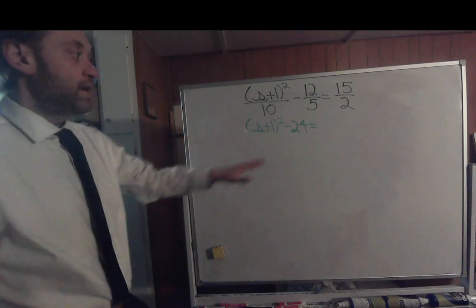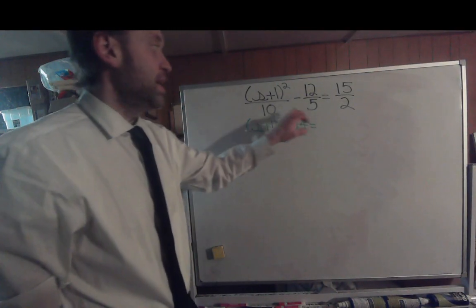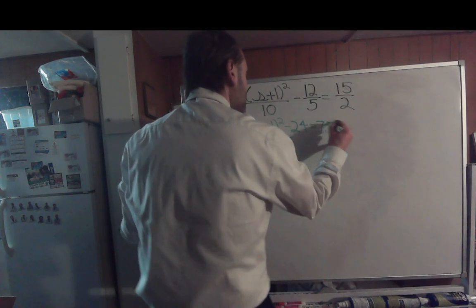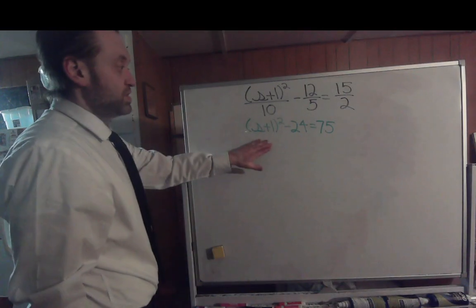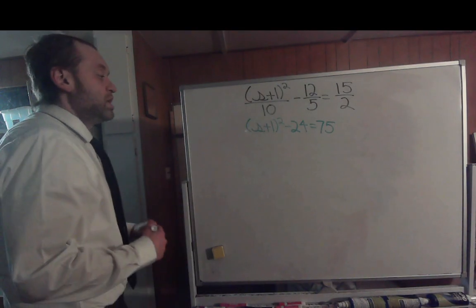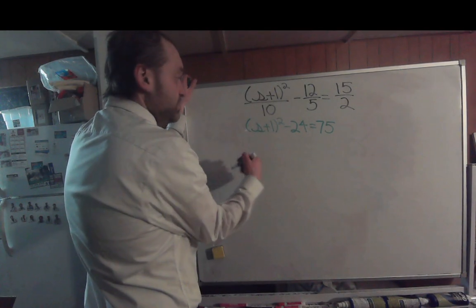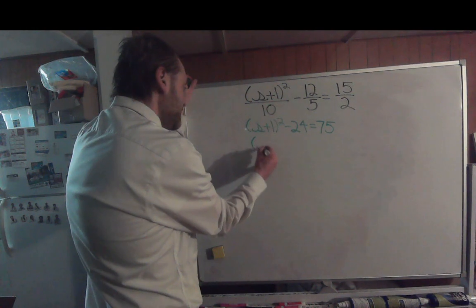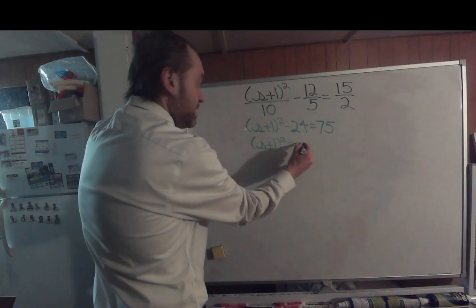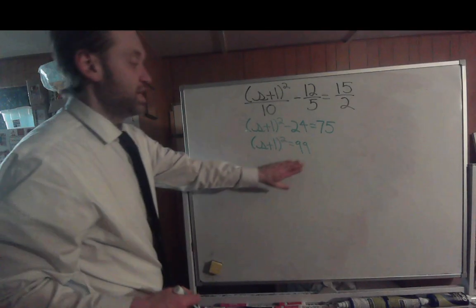Now the right-hand side. Multiply the right-hand side by 10. The 2 cancels out from that. You would get 5 times 15, which is 75. So you'd end up getting s plus 1 squared minus 24 equals 75. Now let's just get the s plus 1 squared by itself. To do that, add 24 to both sides. You'll get s plus 1 to the second power would equal 99.